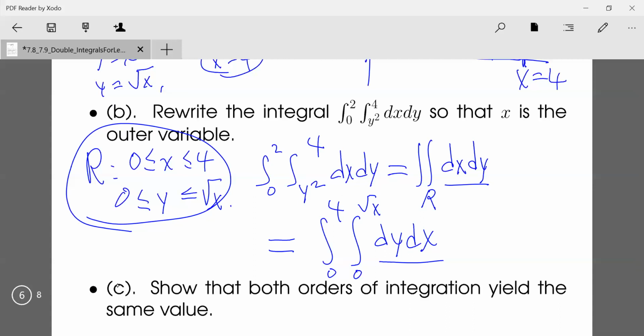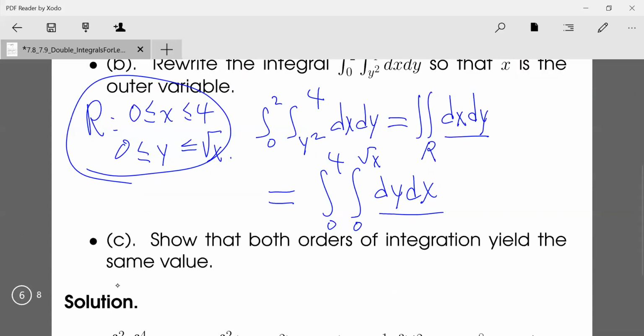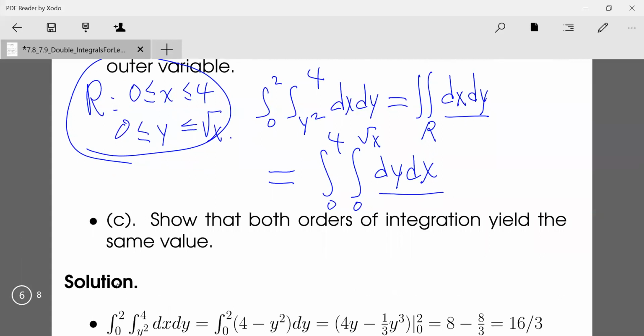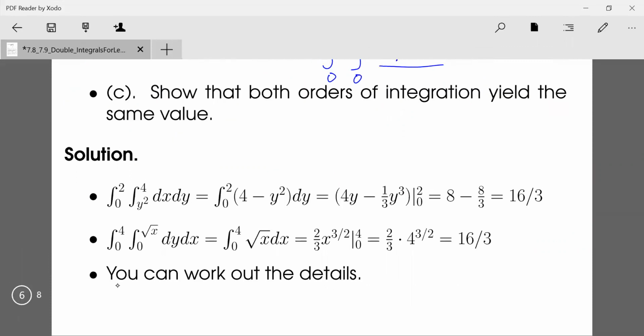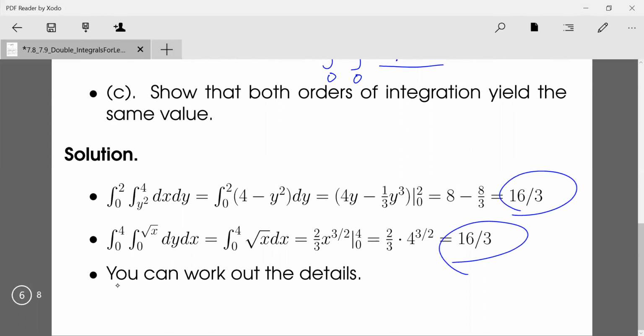Now part 3 here is to show that both orders of integration yield the same value. And now to save time, I have done the calculation here, and they indeed give us the same value, 16/3. And I'd like students to work this out if you're not so sure.